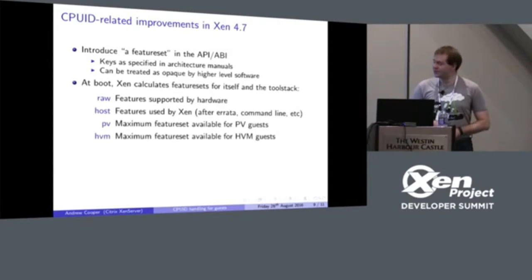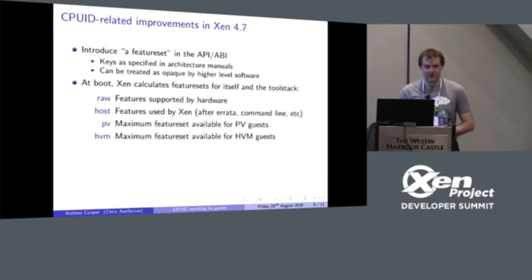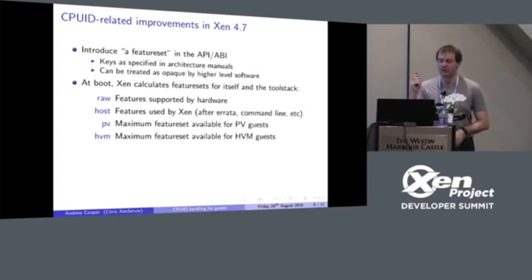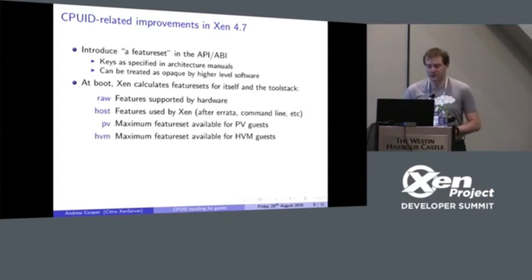There are various bits of information that are available. There's the raw feature set, which is straight out of the CPU. There's the host feature set after Xen has decided to apply some of its logic. So various features are turned off on the command line, or various errata workarounds, or things that Xen just chooses not to use. So the host feature set is the one that drives most of the logic in Xen, and that is the basis of the CPU has infrastructure, if anyone's familiar with that from Xen or Linux.